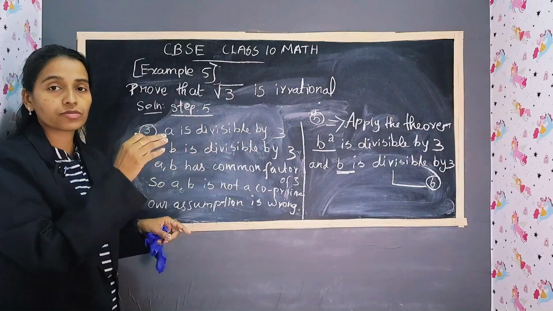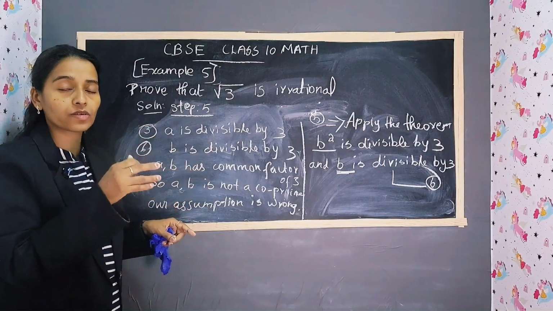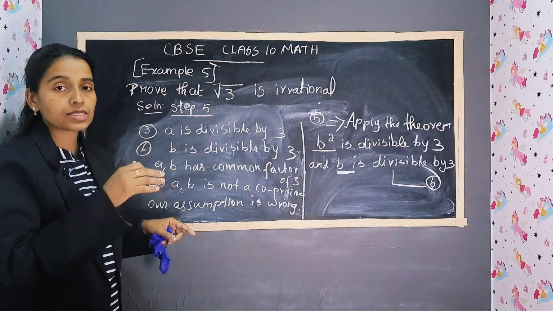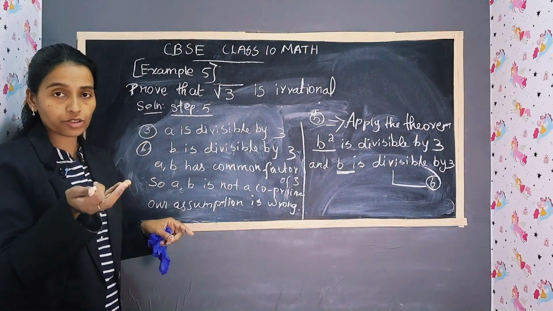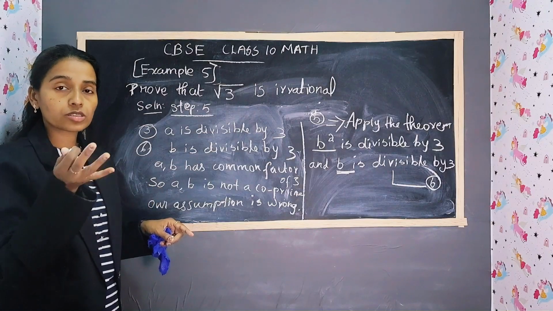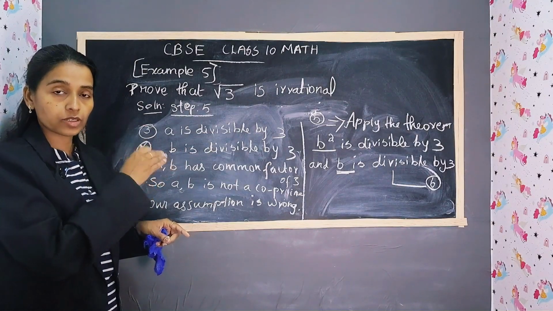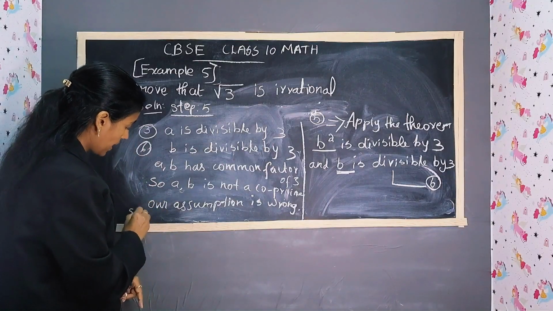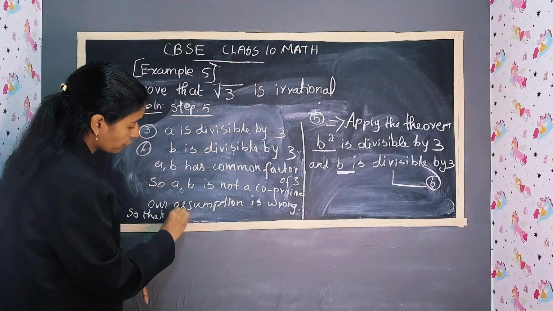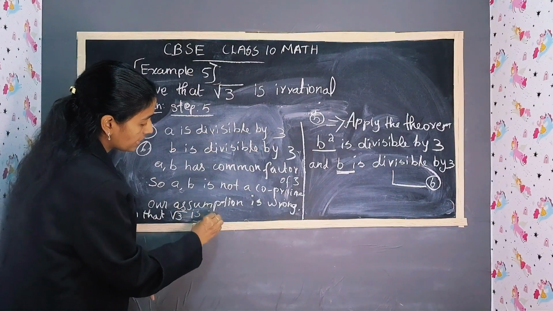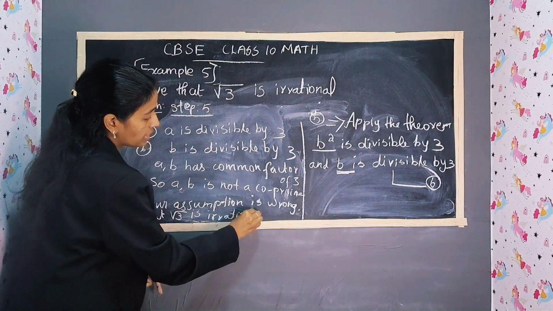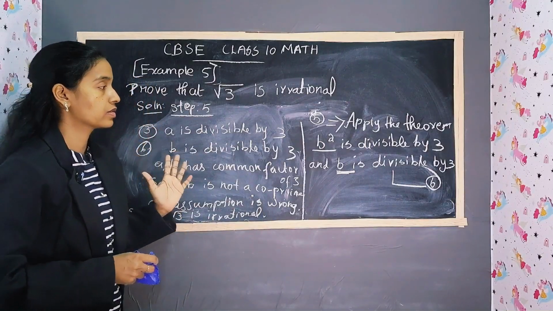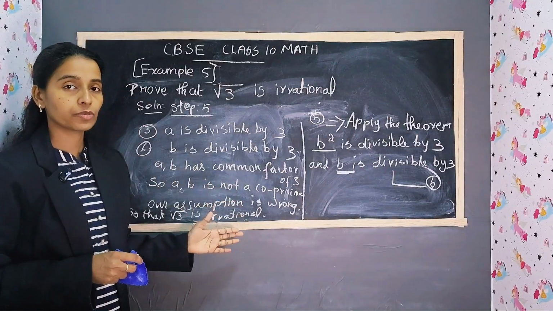This technique is called the proof by contradiction technique. In my previous introduction class, I have explained about the proof by contradiction technique. If you do not know it, just check that video first, then only you'll be able to understand this concept. So square root of 3 is irrational. So finally we proved that.